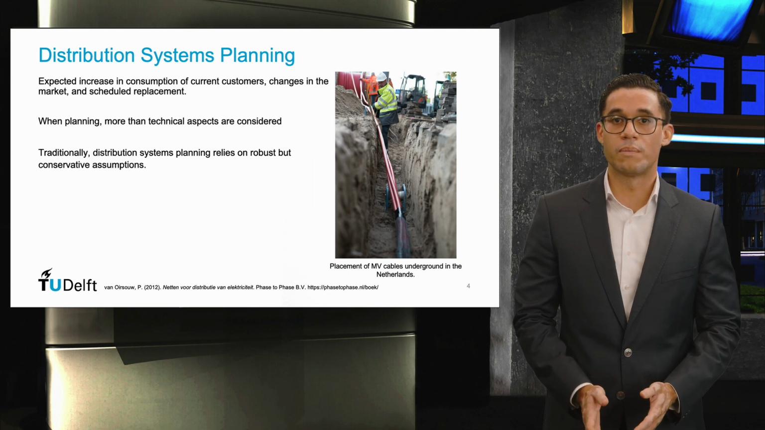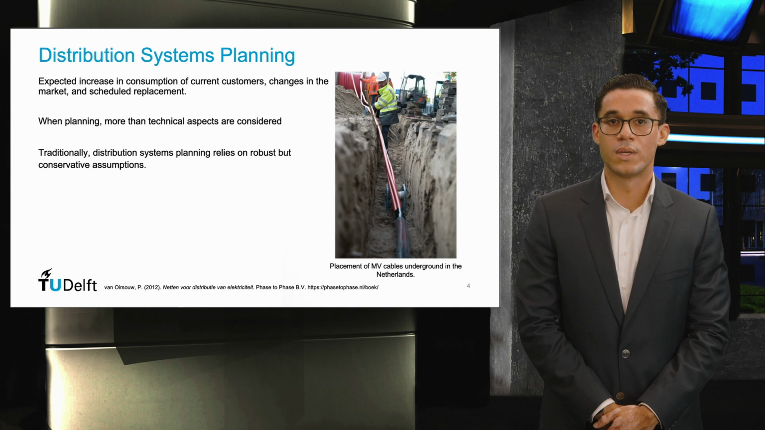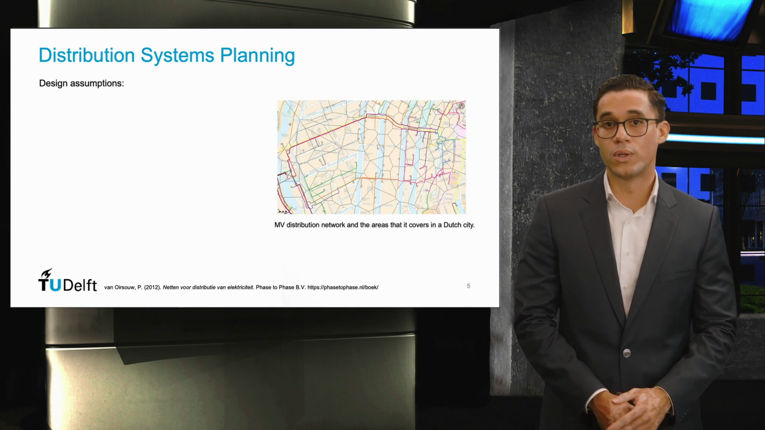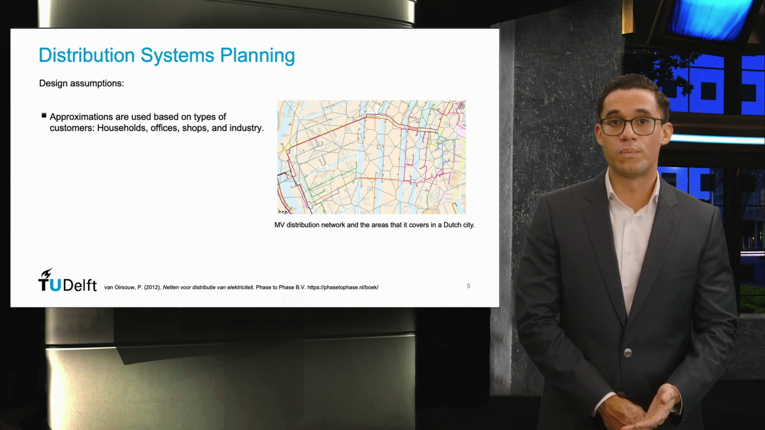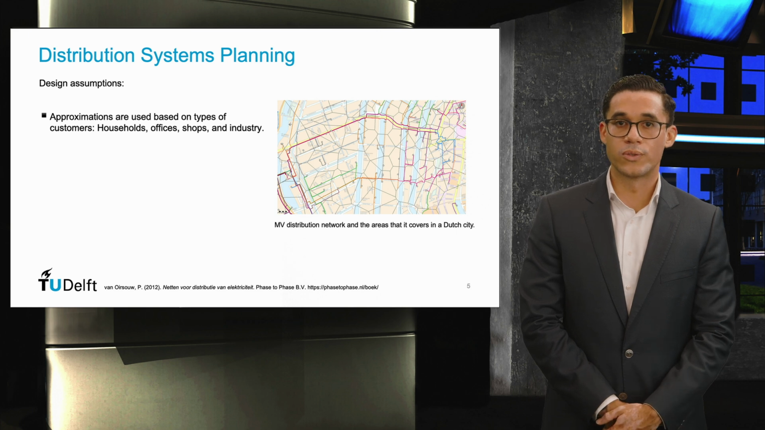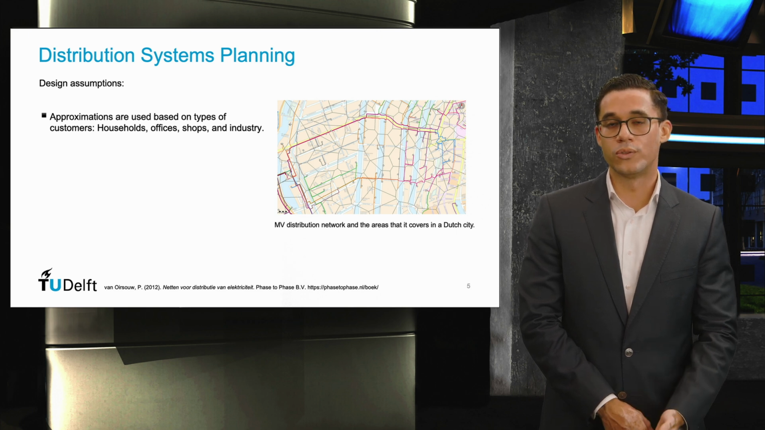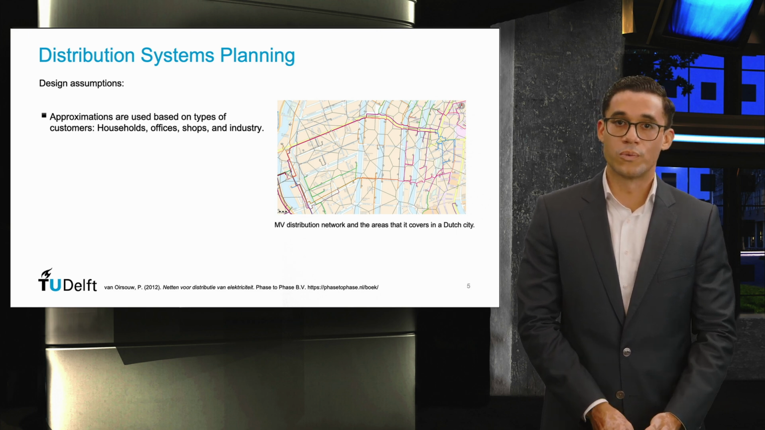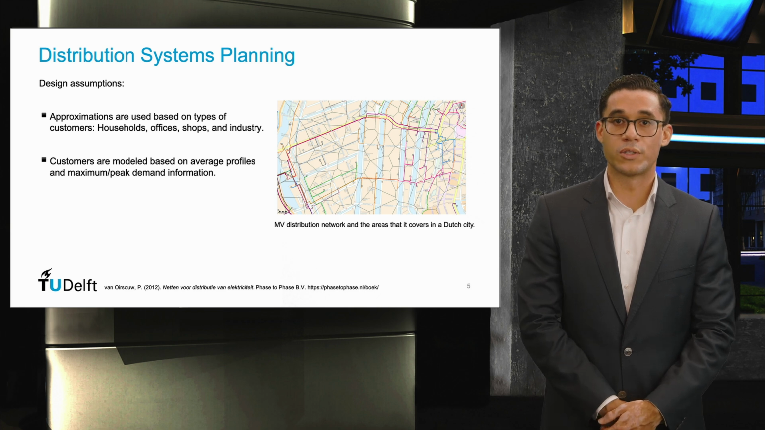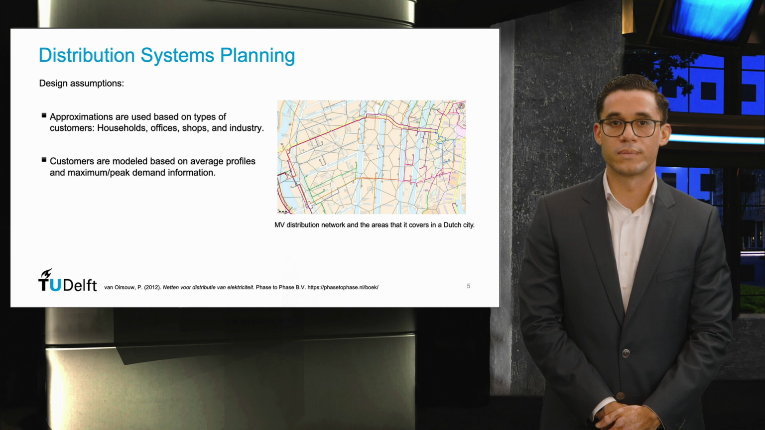Traditionally, distribution system planning relies on robust but conservative assumptions. Some design assumptions include approximations based on type of customers: households, offices, shops, and industry. Customers are modeled based on average profiles and maximum peak demand information.